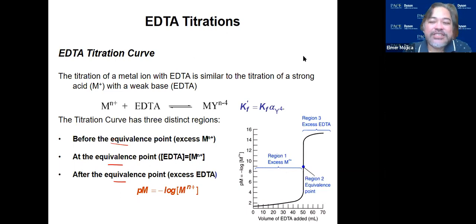Okay, now the question, what is the titrant here? Is it the EDTA or the metal? What is the titrant in the EDTA titration? You can answer, all of you, if you want. I just want to see that you're there. So what is the titrant? Is it the EDTA or the metal?